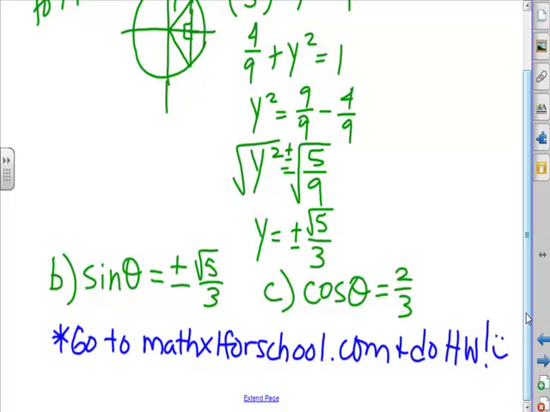And this is kind of a big part of the trigonometry aspect of Algebra Trig.